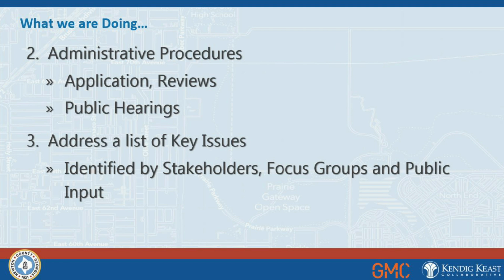And then again, number 3 is, what did we hear from you, the public? What did we hear from our focus groups and our stakeholders? What has the staff been wrestling with in the code that they'd like us to take a look at? So there's a list of key issues that we've already been told about, and there's new things we're learning at each public meeting that folks have opinions about that we want to make sure we at least address in the update to the Unified Development Ordinance.